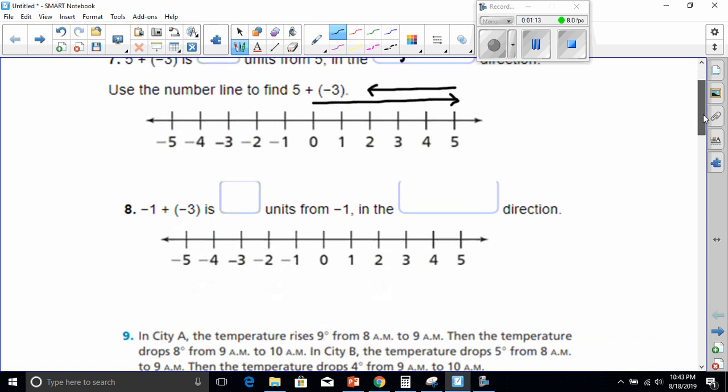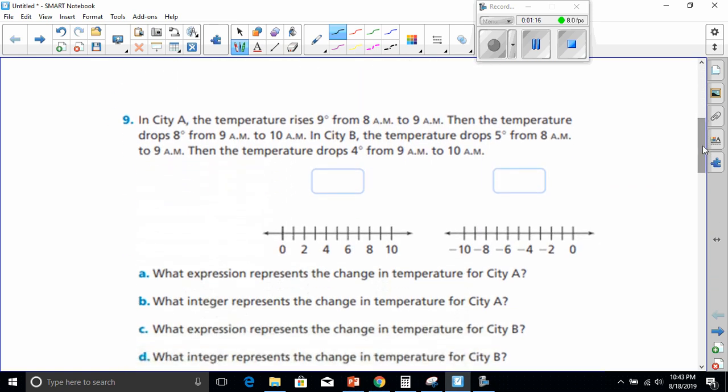Let's go and move to number 9. Number 9 states, in City A, the temperature rises 9 degrees from 8 a.m. to 9 a.m. Then the temperature drops 8 degrees from 9 a.m. to 10 a.m. So the next hour we drop 8 degrees. In City B, the temperature drops 5 degrees from 8 a.m. to 9 a.m. Okay? Then the temperature drops 4 degrees from 9 a.m.